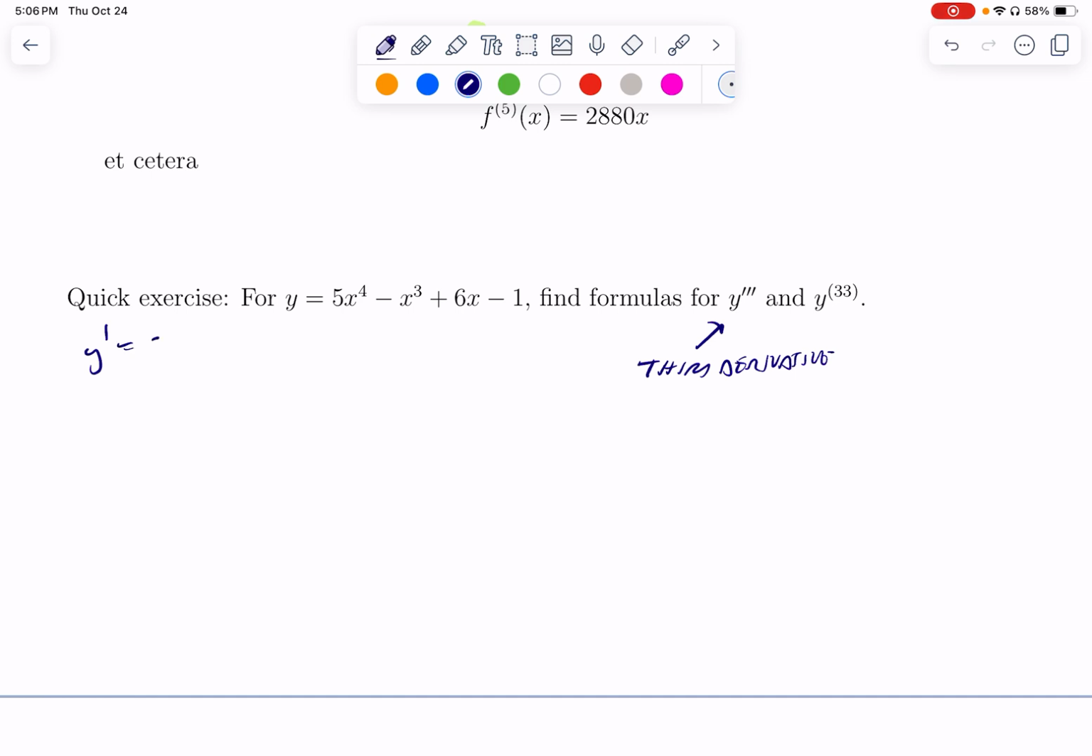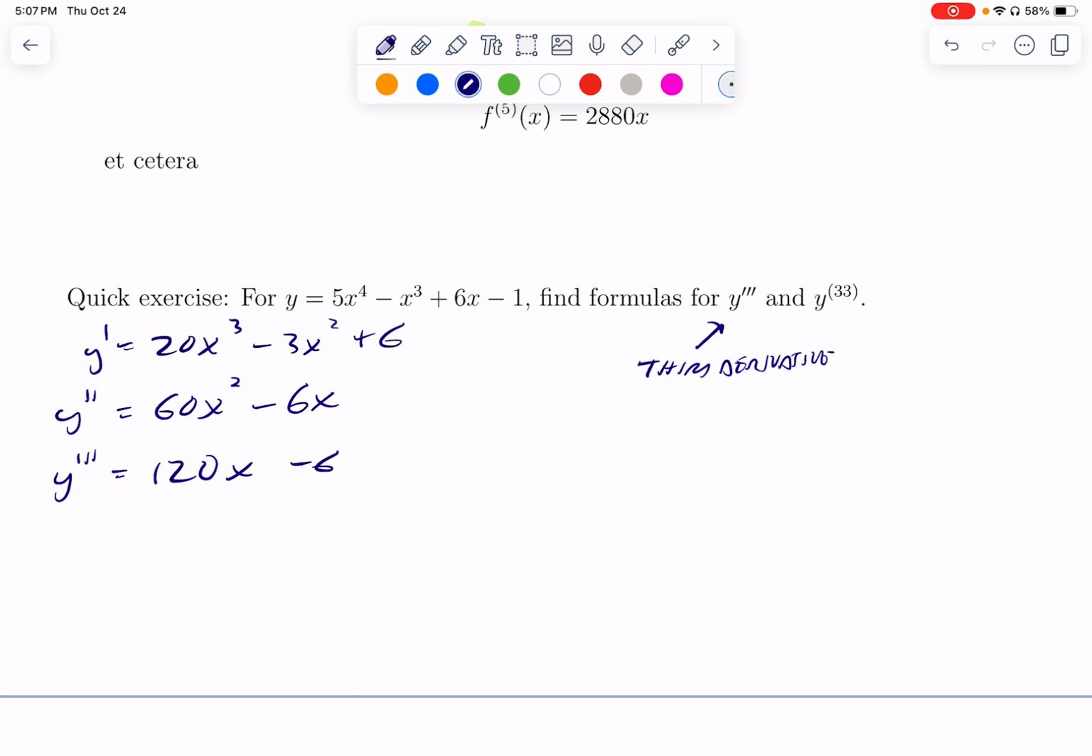So y prime would be 20x to the third minus 3x squared plus 6. That's my first derivative. Y double prime is my second derivative, 60x squared minus 6x. Y triple prime, my third derivative, is 120x minus 6. So that's one of my answers.